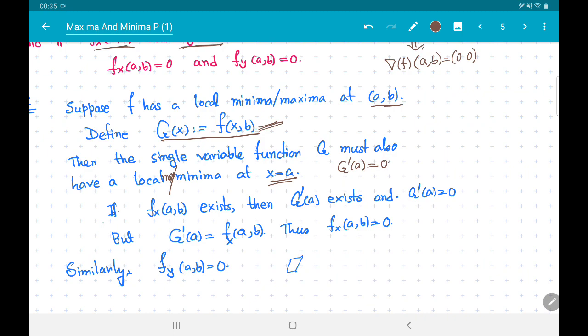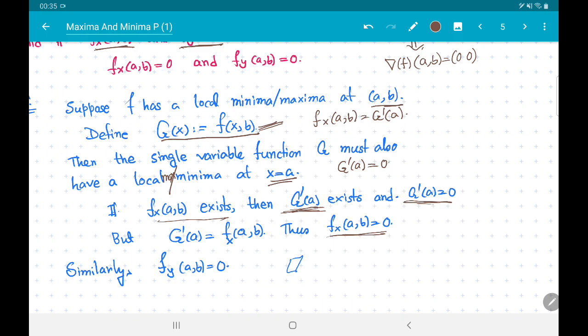So let me write it down. So if f_x(a, b) exists, then g'(a) exists, because what is f_x(a, b)? This is just g' at the point a. So if f_x(a, b) exists, then this exists, and then by one variable calculus we know that this is equal to 0, and consequently we have proved that in such a case f_x(a, b) is equal to 0 as well.